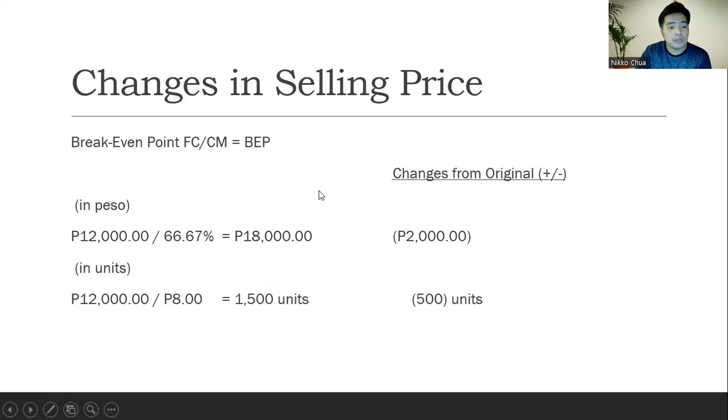For the break-even point, the break-even point is 12,000, the fixed cost, over the 66.67 contribution margin, that is 18,000. Wait, there seems to be a mistake.